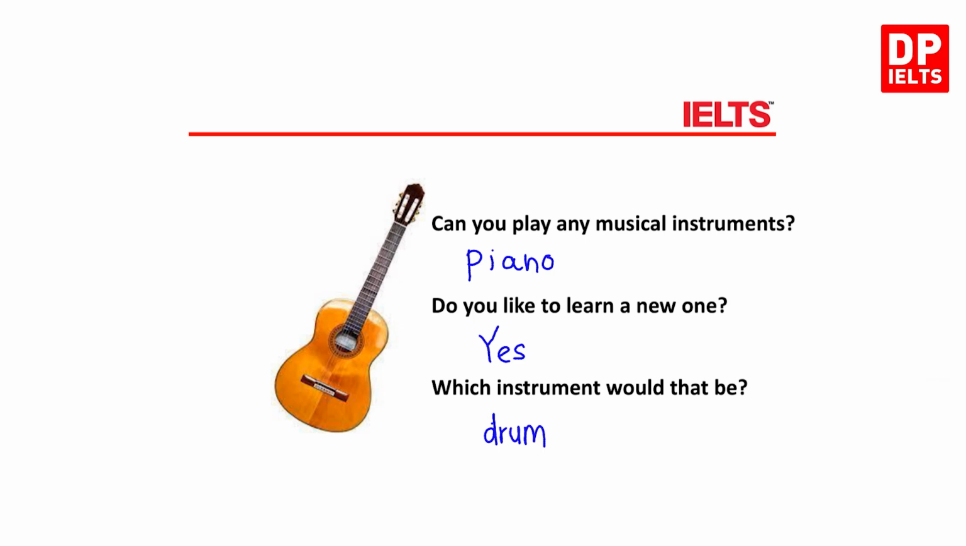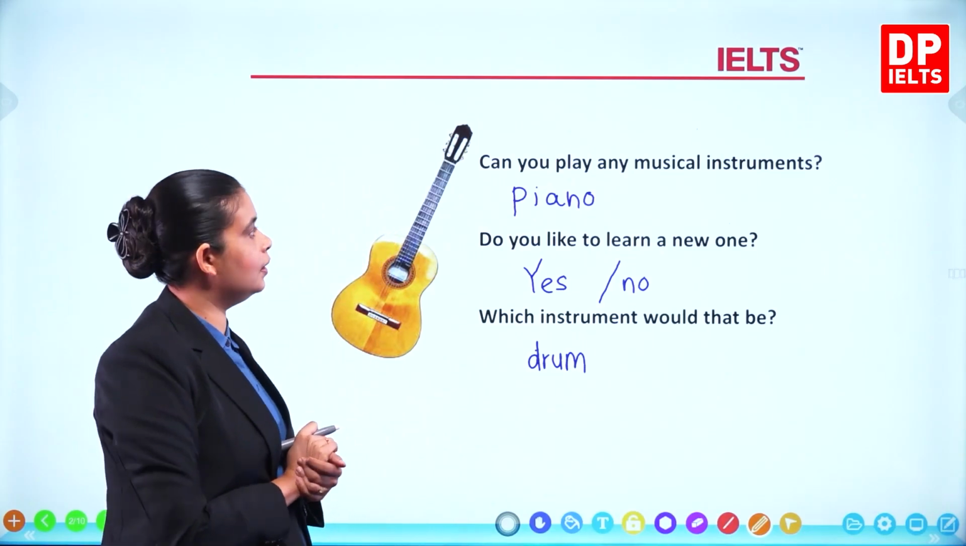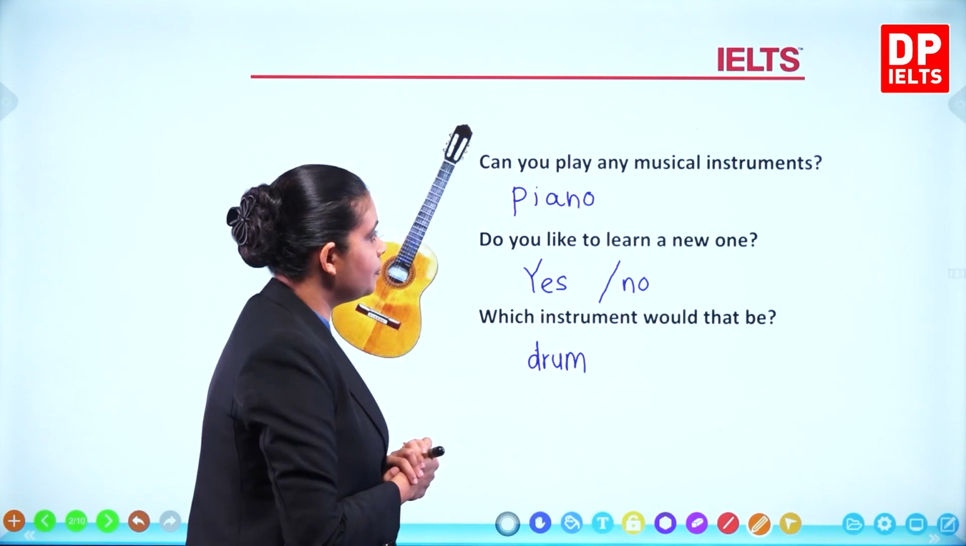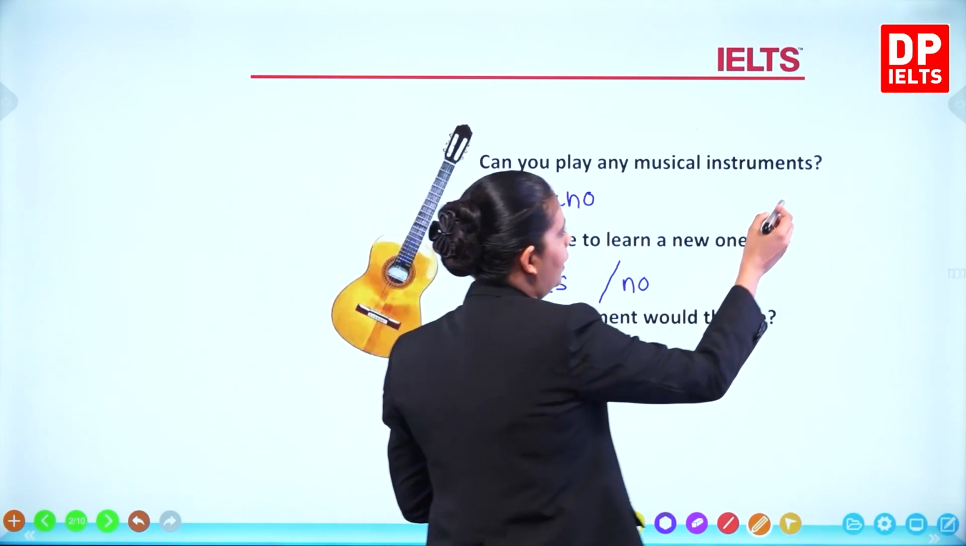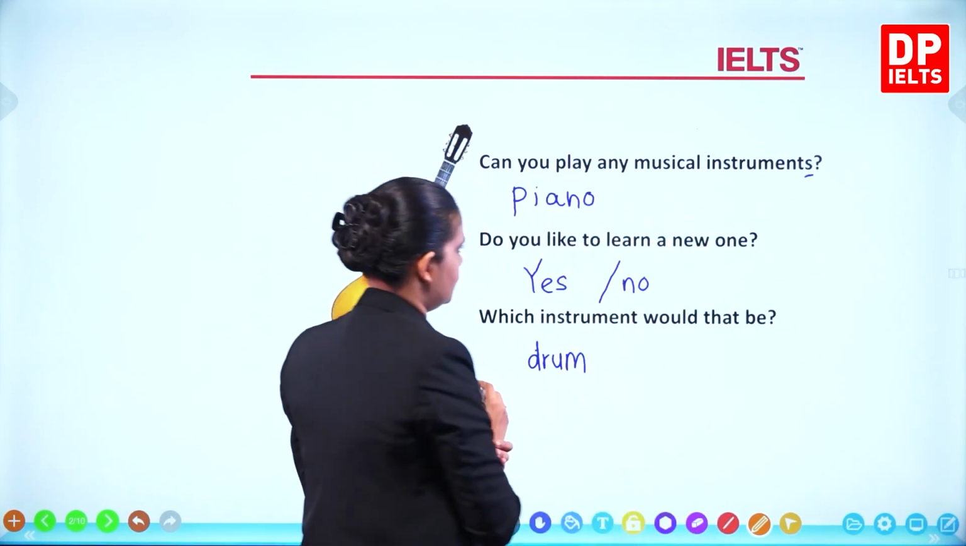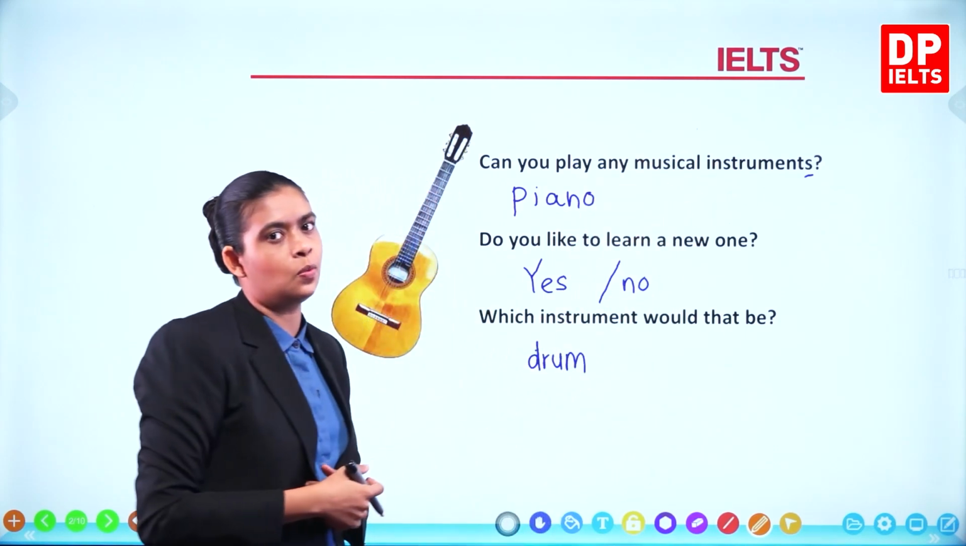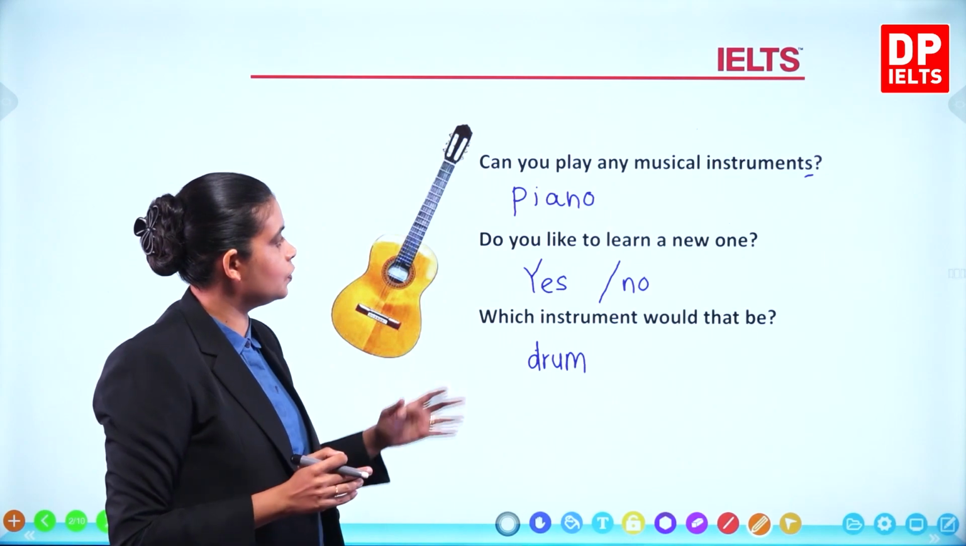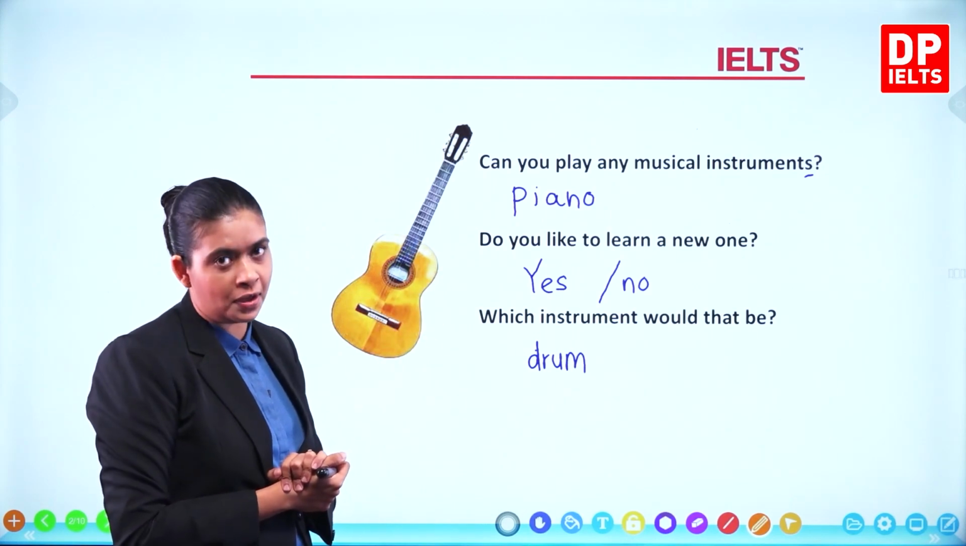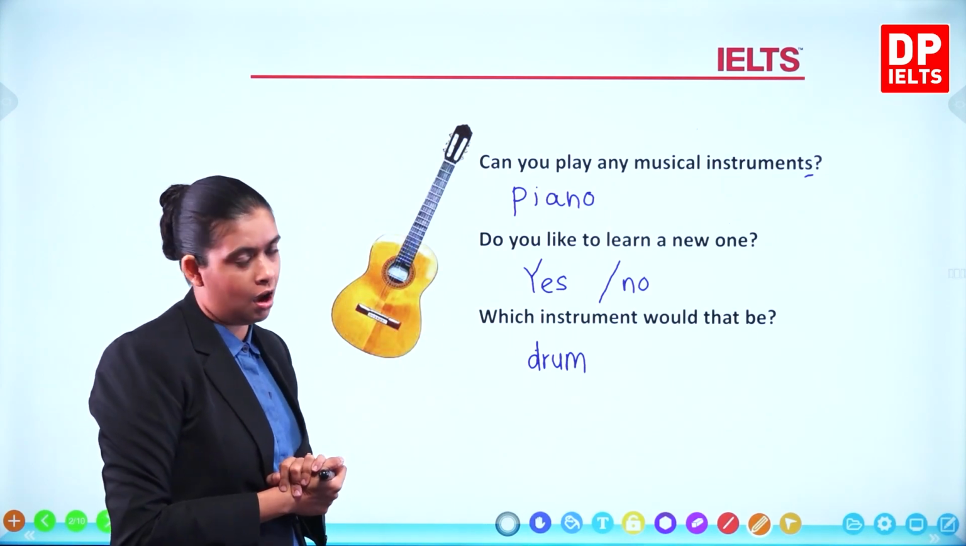So here, can you play any musical instruments? It can be plural or it can be singular also, right? So you can say piano and flute, or just one if it's one instrument, okay? So here you have 3 questions that you can answer.